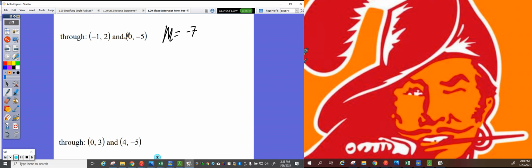Now pick one of the points. Which point should we use? The first or the second? The second. I like the second too because it has a 0 in there. So find this. You can pick which one you want to do. Slope intercept or point slope, or write the equation of the line that has a slope of -7 and goes through the point 0, -5. This is just like what we've been doing.